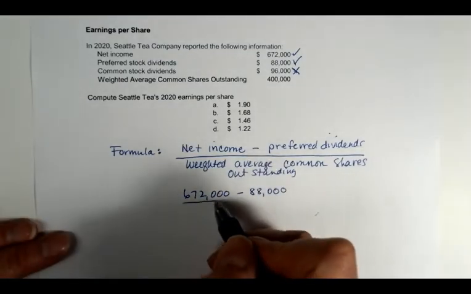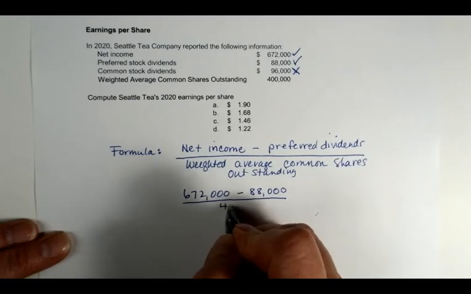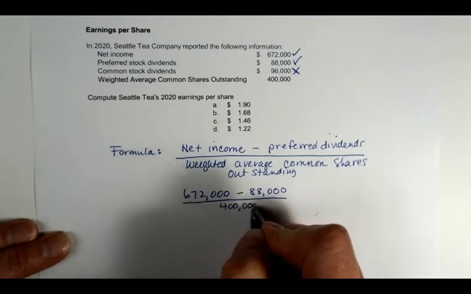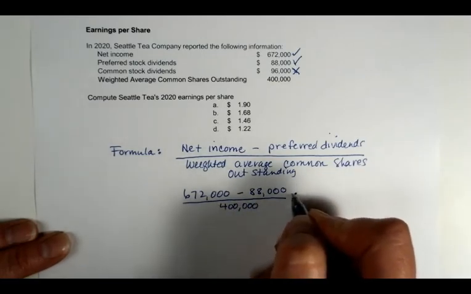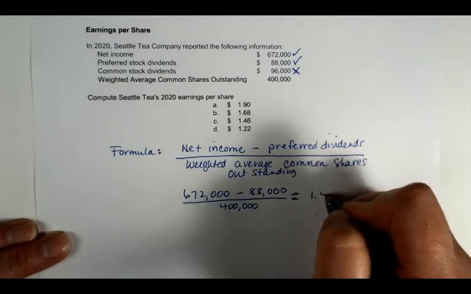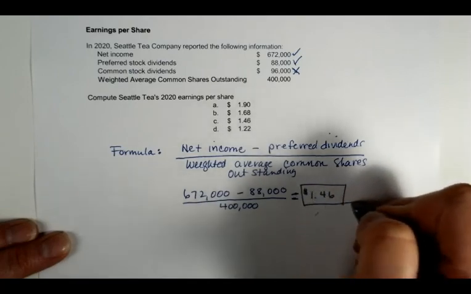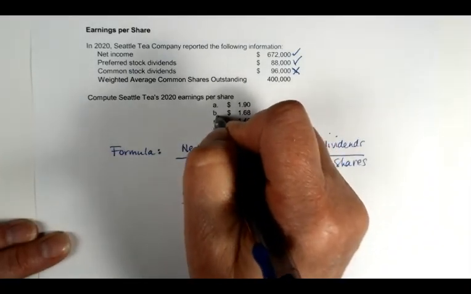So now I'm going to divide that by my weighted average common shares outstanding, which is 400,000, and that is going to equal $1.46, and that is answer number C.